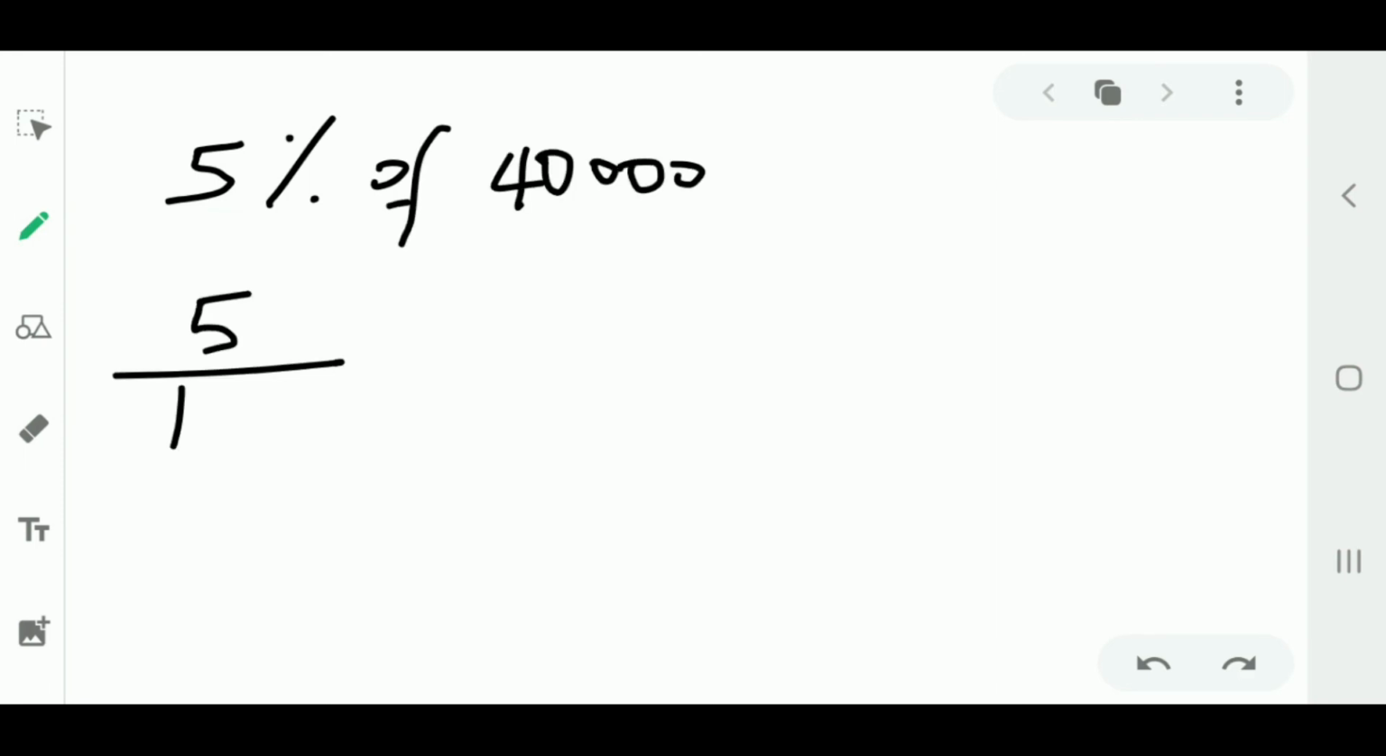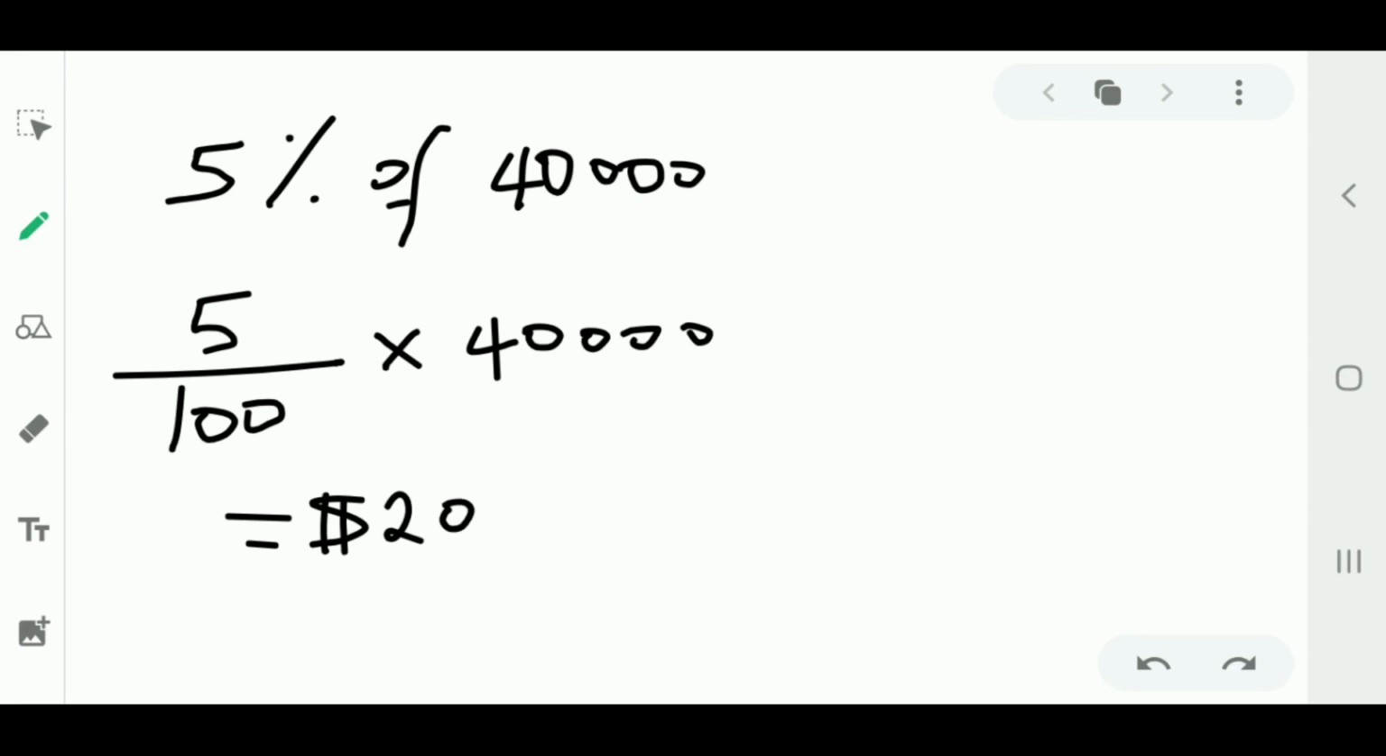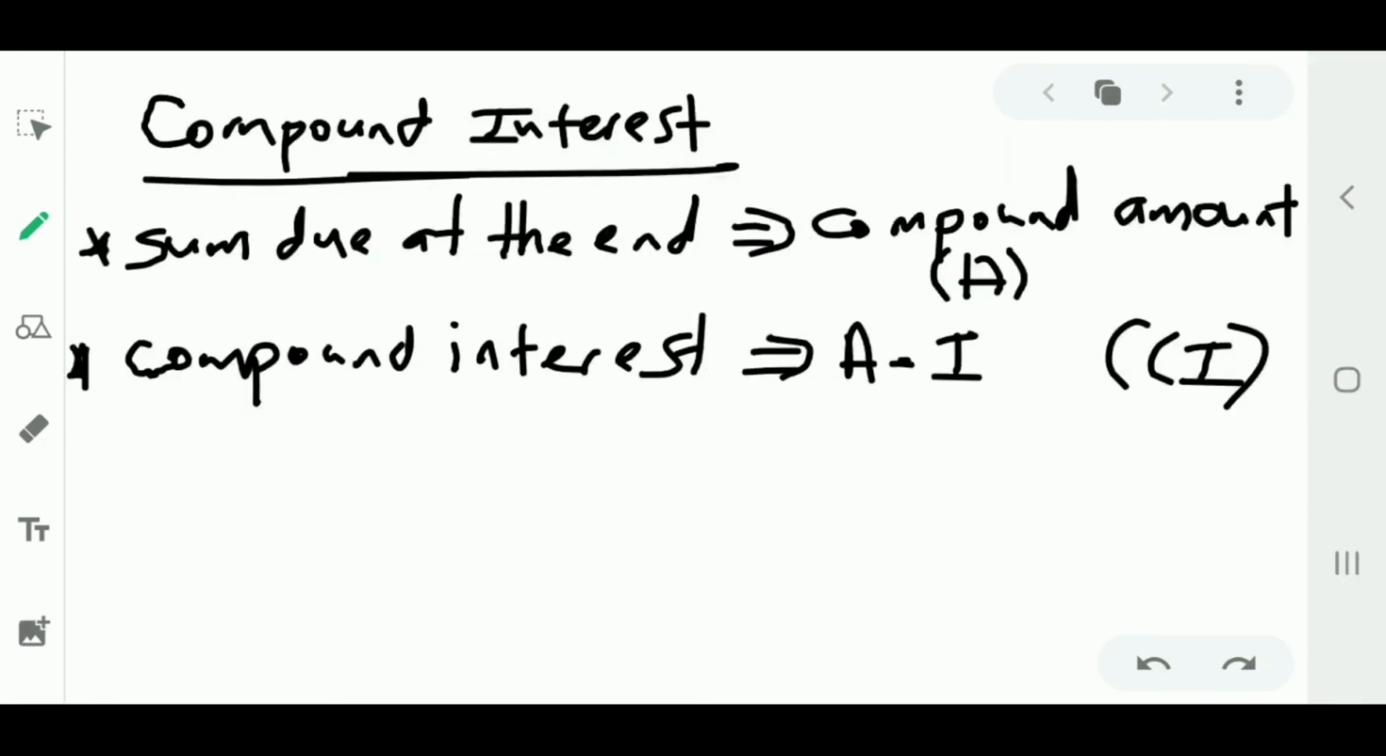So all you would do is say 5% of 40,000. So that's 5 over 100 times 40,000. And that is equal to $2,000 commission. So now the last thing we're going to do is compound interest.